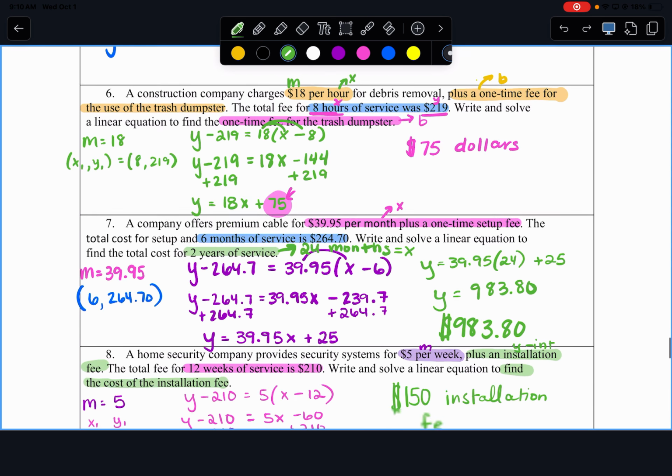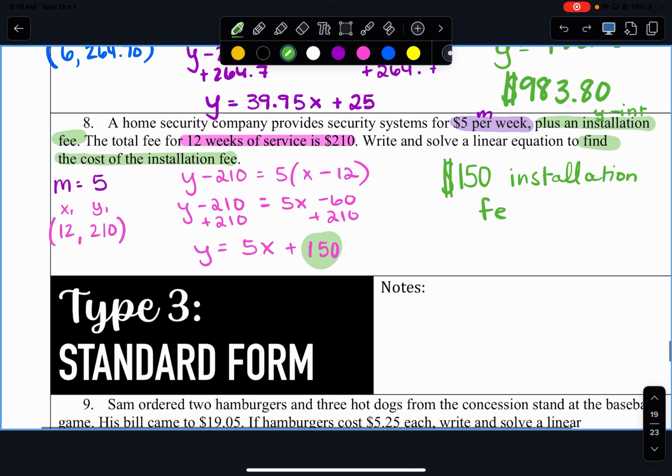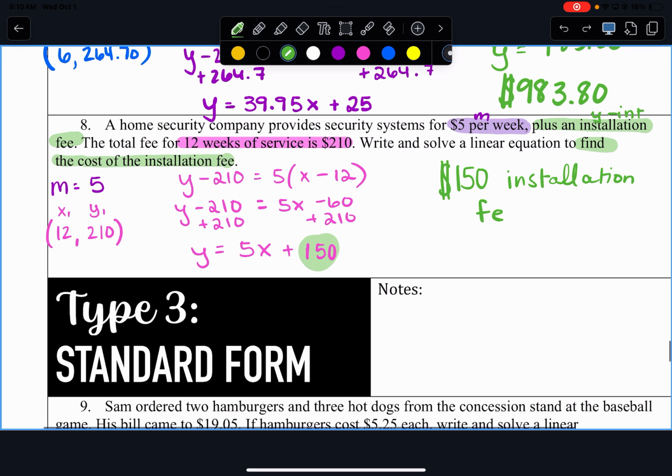All right. So once we put it in slope-intercept form, we get y equals 5x plus 150. This is looking for the cost of the installation fee. The installation fee is our starting point. That is our y-intercept. So we have a $150 installation fee.